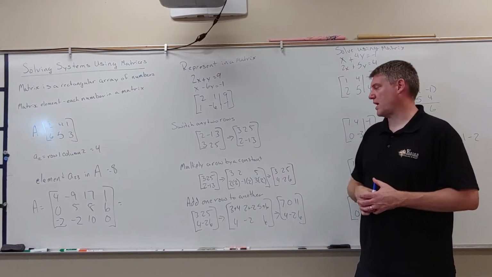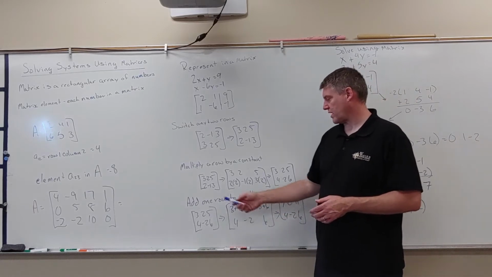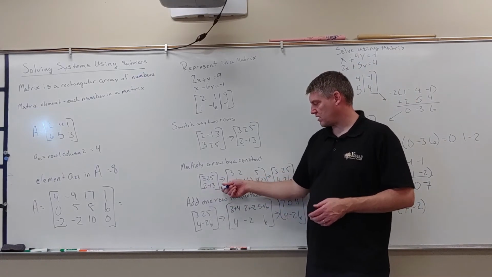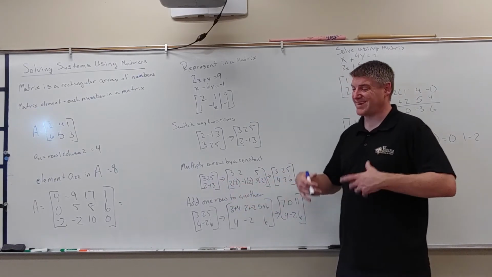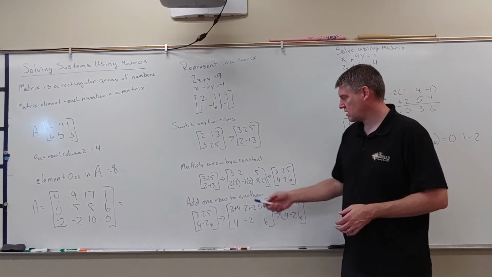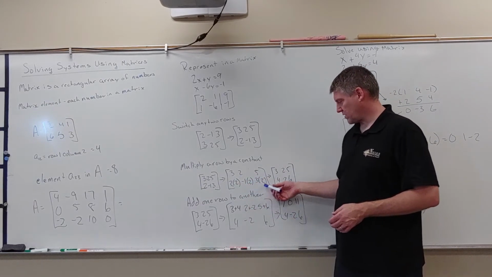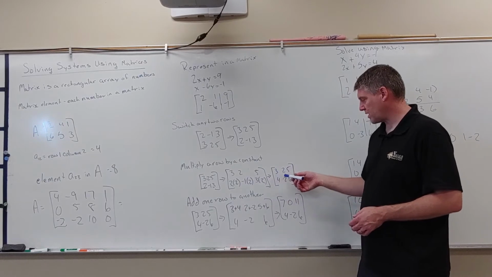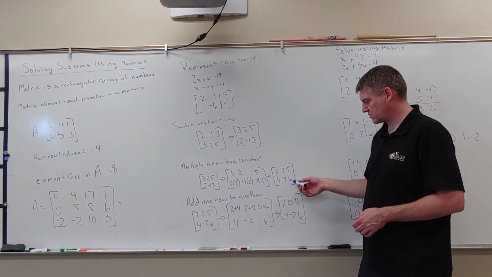I can multiply a row by a constant. So I can take the second row here and multiply it by a 2. It's still going to be equivalent. So I end up multiplying the whole second row by 2. So 3, 2, 5, 4, -2, 6.